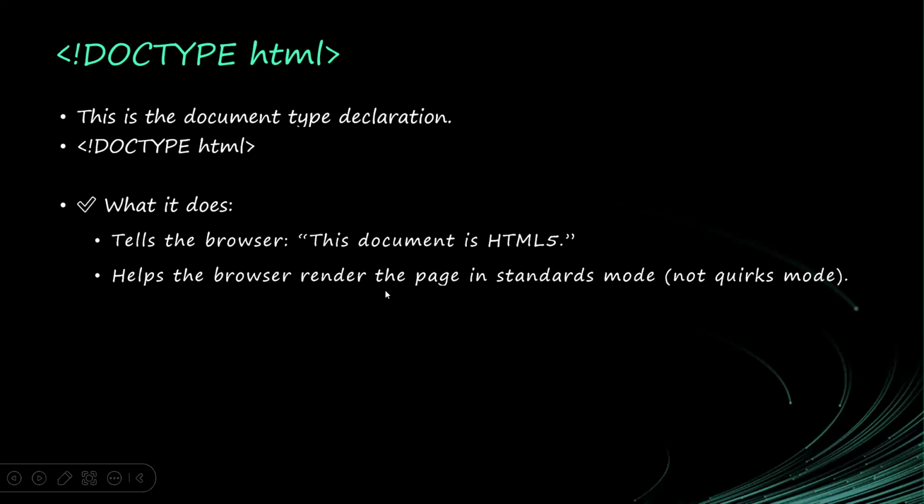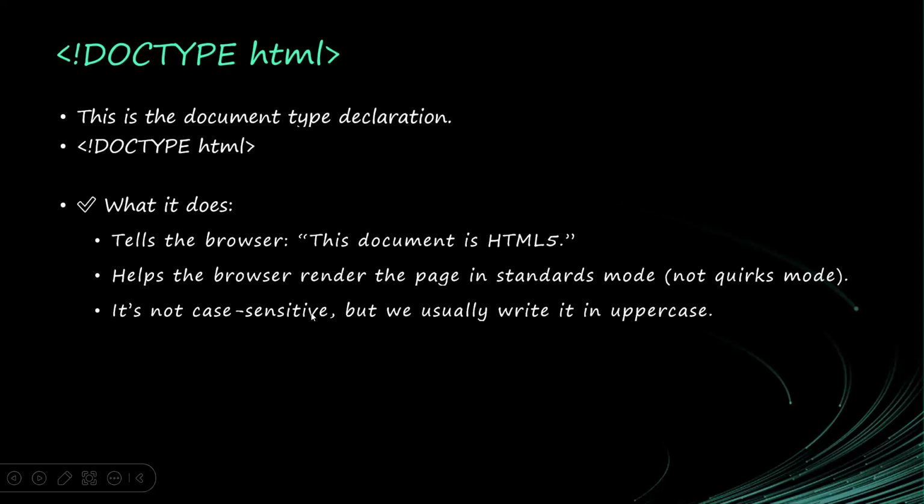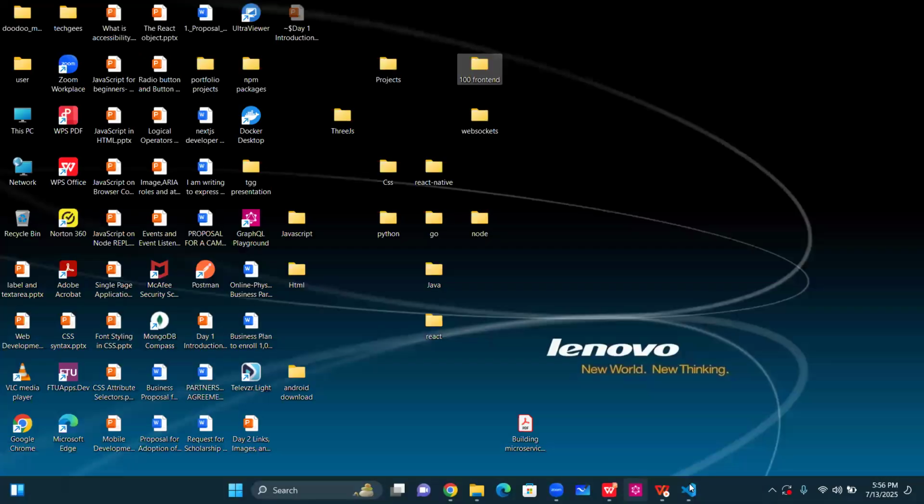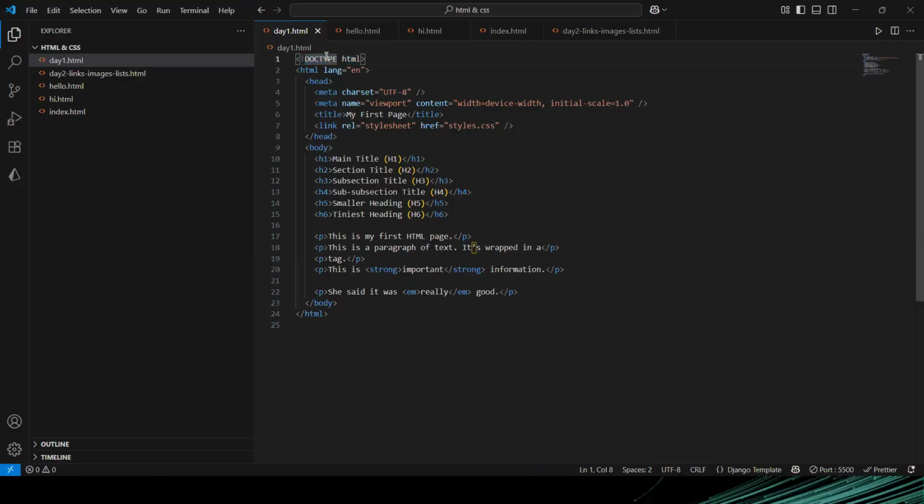It also helps the browser render the page in standards mode. It's not case sensitive, but we usually write it in uppercase. What that means is that I can take this whole doctype and use lowercase instead. When we say something is not case sensitive, it means I can go back to my HTML page and, instead of making it all caps, just write doctype in lowercase, and it will work. There'll be no issues. Whether you use all caps or not doesn't matter.